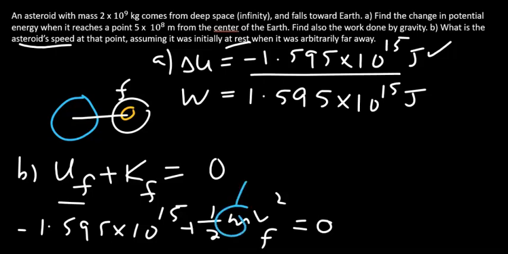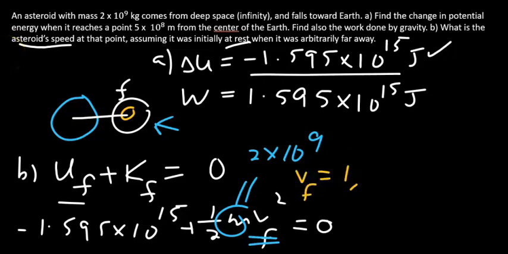The mass of the asteroid is 2 times 10 to the power 9 kg, and you can solve for the speed when the asteroid gets to this point. Solving for V sub f, you get 1,263 meters per second. And that solves the problem.